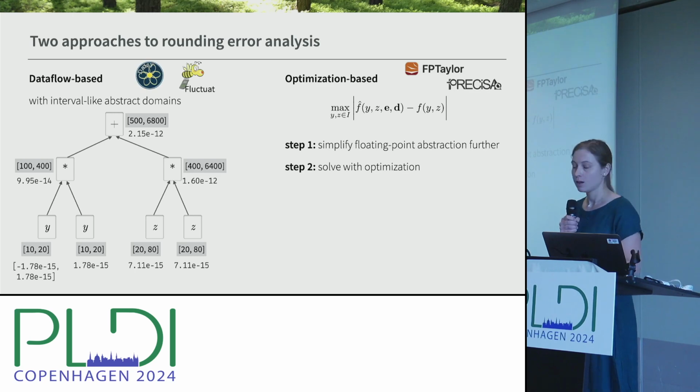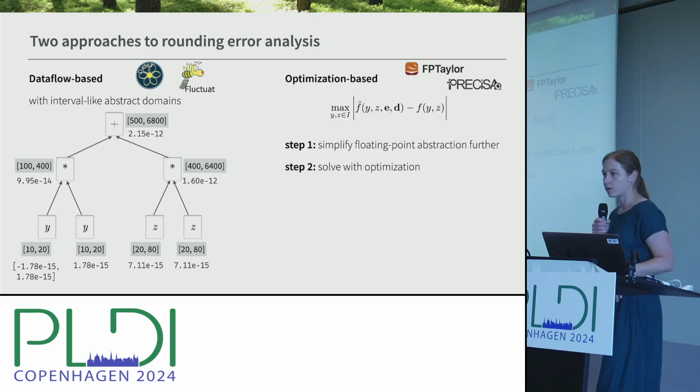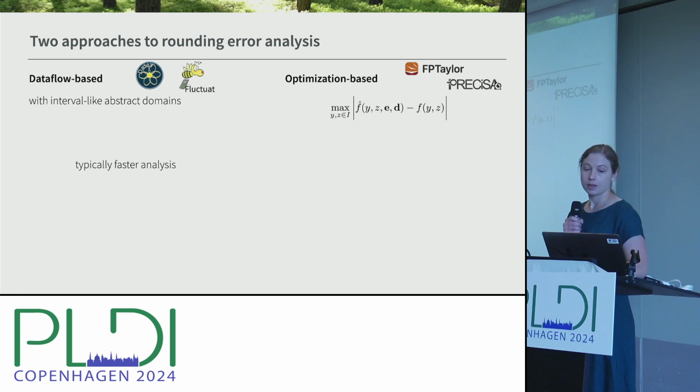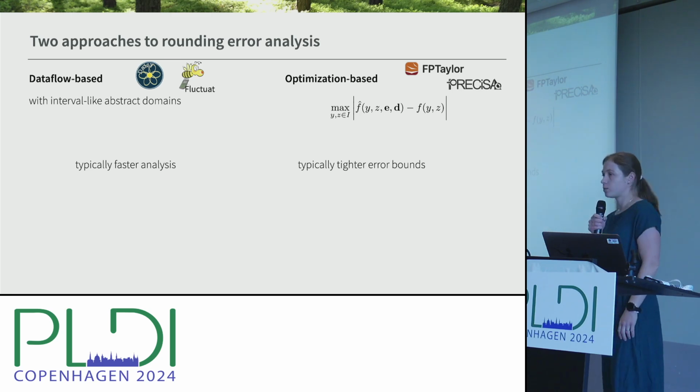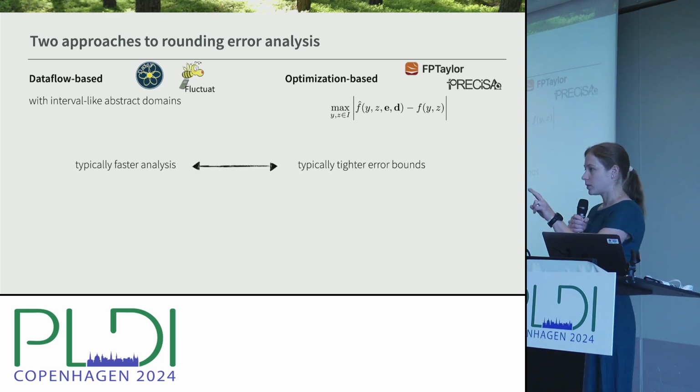Okay. So there's tools that exist today that implement mostly one of these approaches, and you can use them on some code. Typically, the data flow-based ones will be a bit faster, and typically the optimization-based one will give you tighter error bounds. It's not a hard cut, but that's the typical case. So there's no free lunch, if you will.